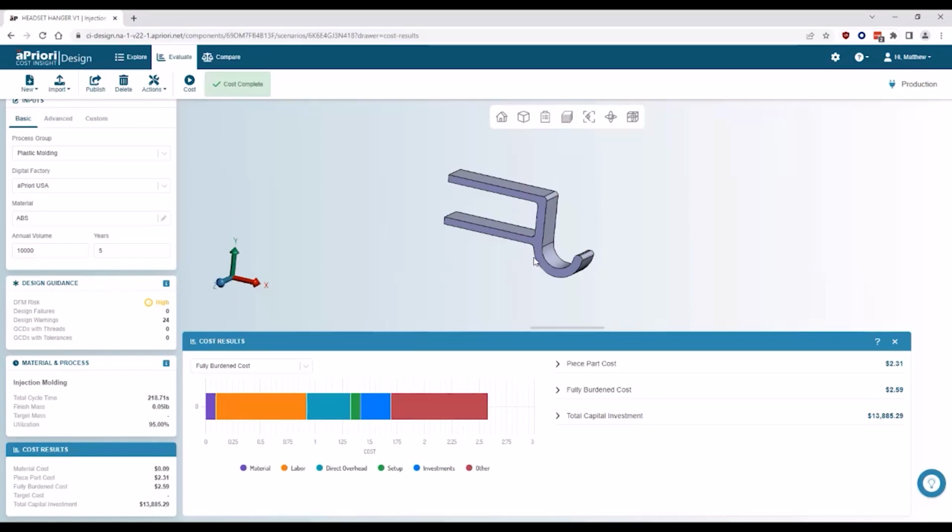So by running this simulation, we get an understanding of design guidance, we get an understanding of cost results, and from an overall cost perspective, this looks like this could be a good path forward for this part. We can keep that initial design, likely need to make some changes to enable injection molding, but we're here under our target cost.